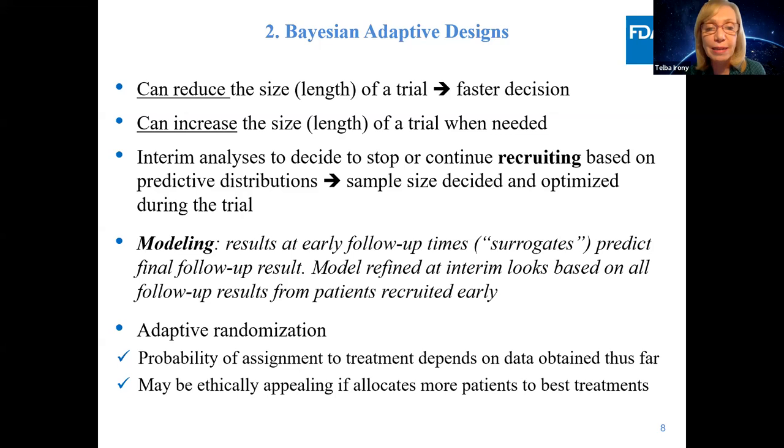You can also use adaptive randomization, which is becoming more popular recently, and that refers to designs where the probability of assignment to treatment depends on data obtained up to now. And that may be ethically appealing if it allocates more patients to the best treatment.